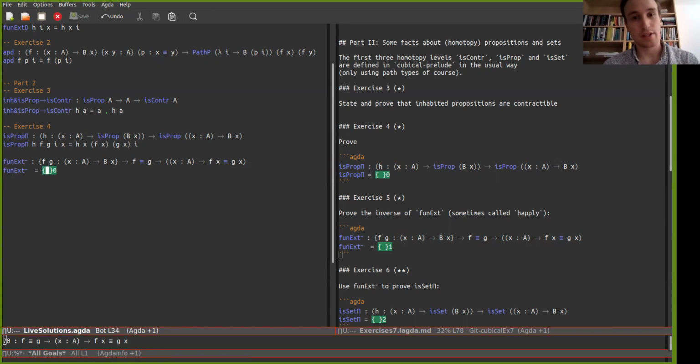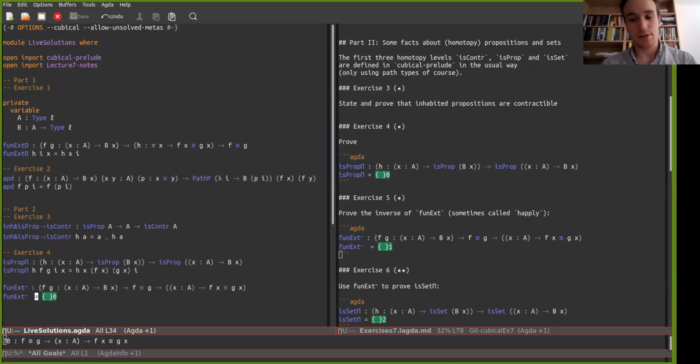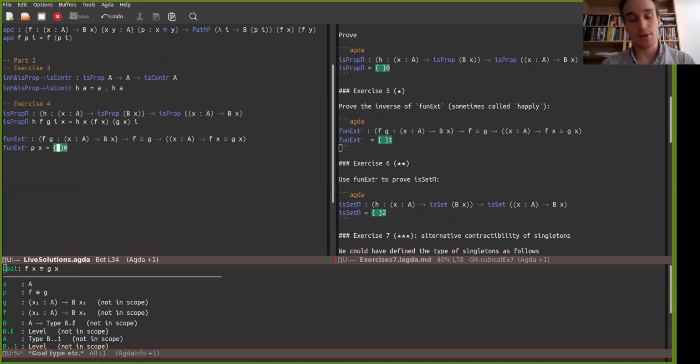So next, minus or h apply. Yeah, I'd say this is also easy enough to prove. So we have our implicit f and g. We have a proof, a path between them. So this is p. And we want to give a function that takes an x and produces a path between the two values, f of x and g of x. So we give ourselves an x. Produce a path between f of x and g of x.